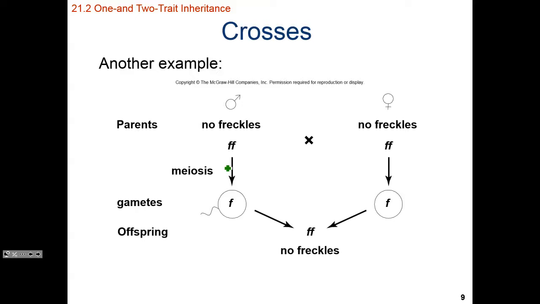So, let's say dad does not have freckles. Because dad does not have freckles, he has to be homozygous recessive. That's the only genotype that corresponds to that phenotype. And our homozygous recessive dad has to contribute a recessive allele to his sperm cell. Mom is also freckle-free. She is also homozygous recessive, so she must contribute the recessive allele. And then the kids must inherit 2 copies of the recessive allele.